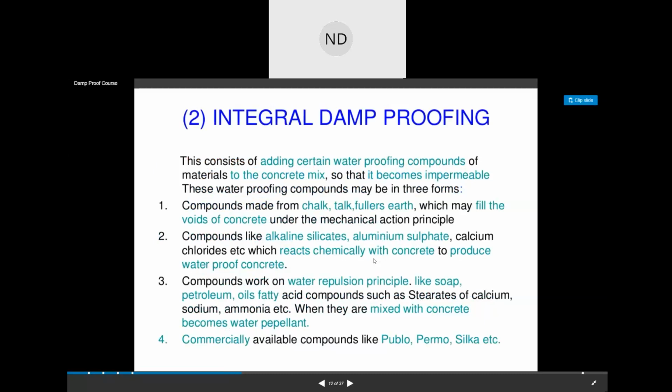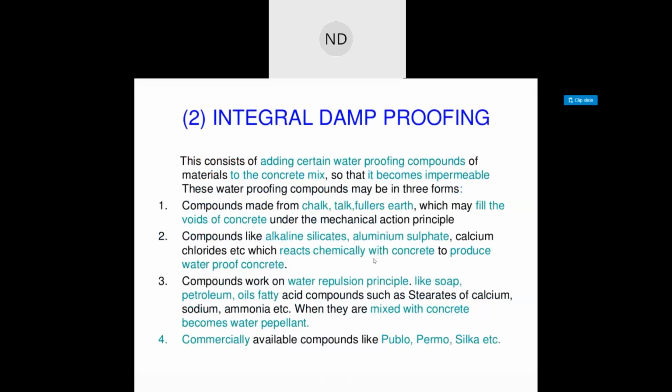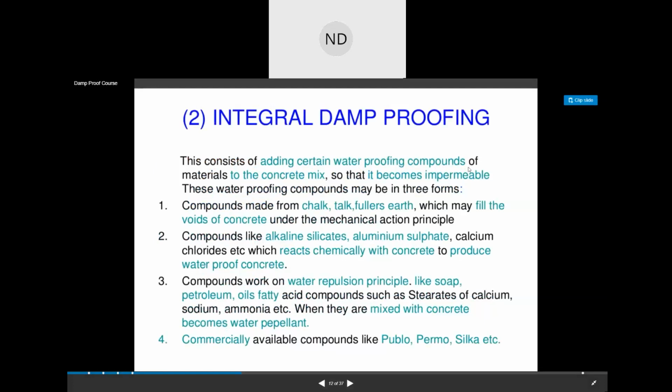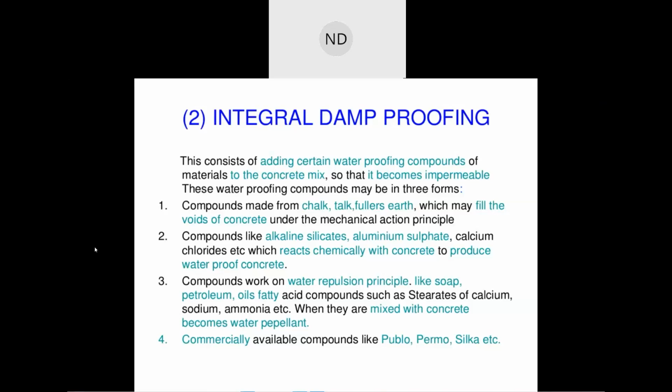Next is internal damp proofing. This consists of adding certain waterproofing compounds or material to the concrete mix. That one was external, when we use some membrane after the dampness. But here you have to give the damp proofing internally, that is when you are mixing the concrete. At the time of mixing only, you add the waterproofing material to mix with it, so that it becomes impermeable.